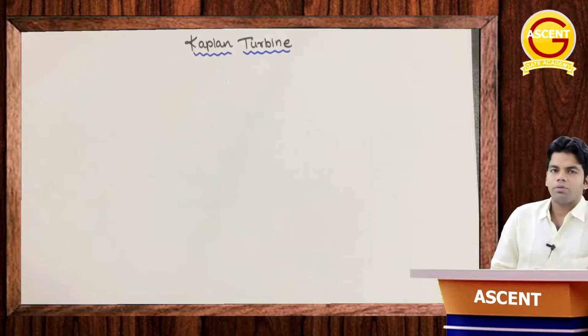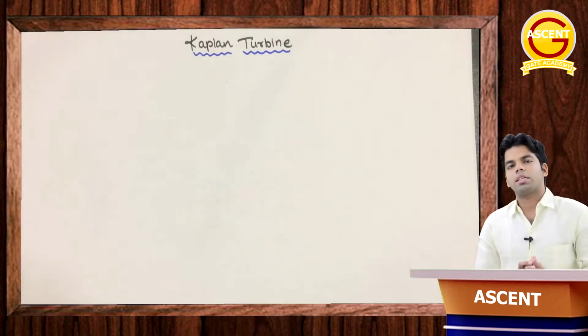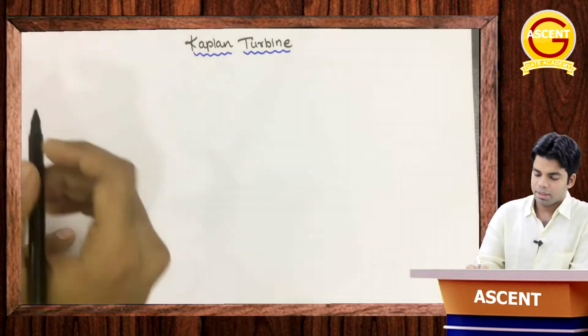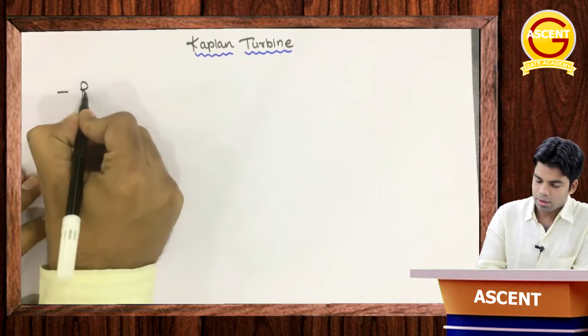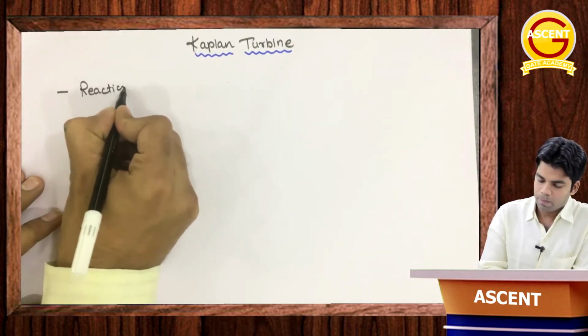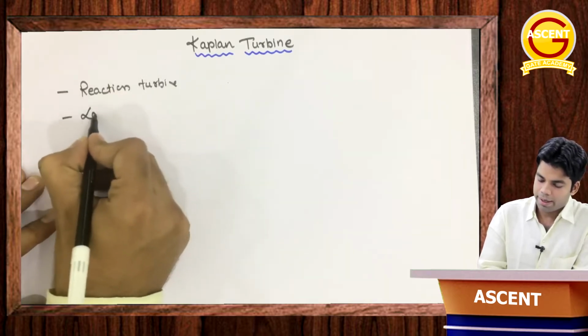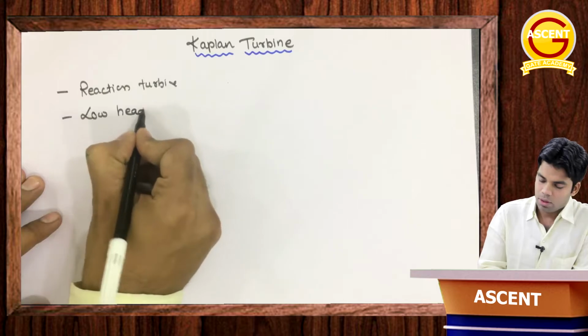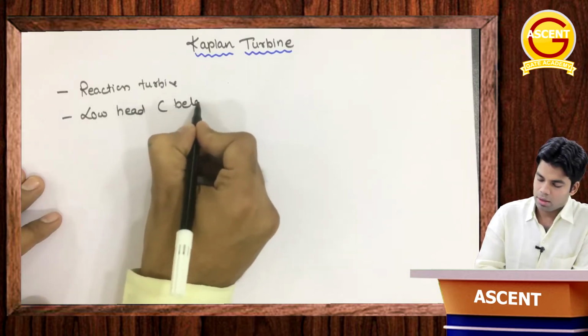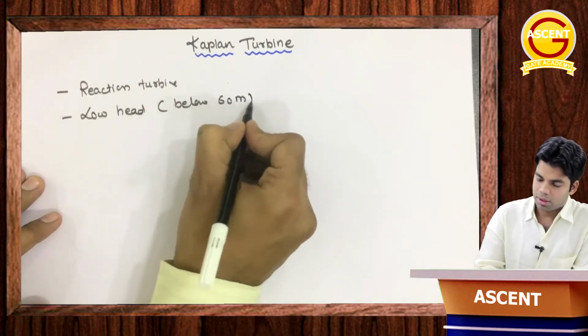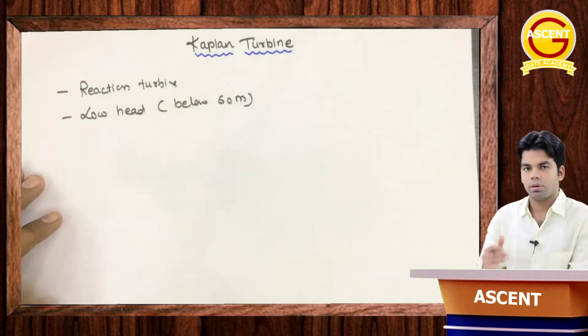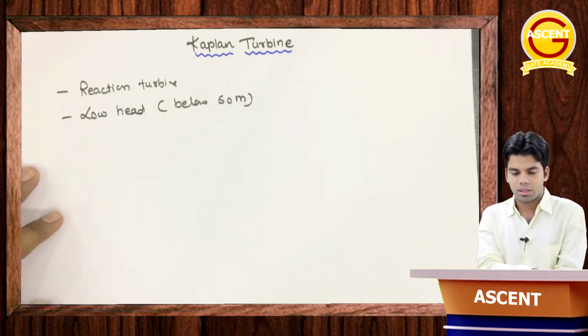Okay, so the next type of turbine which we are going to study is the Kaplan turbine. Now, what is a Kaplan turbine? It is a reaction turbine. It is a low head turbine. Low head turbine means the head is below 60 meters. It can be used for water having below 60 meters head.